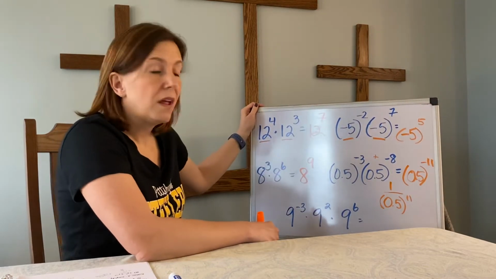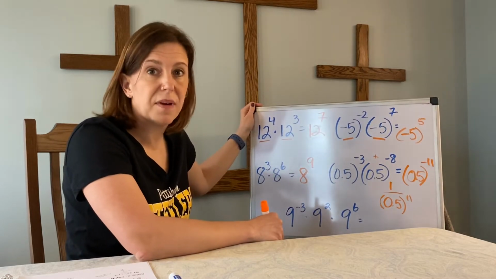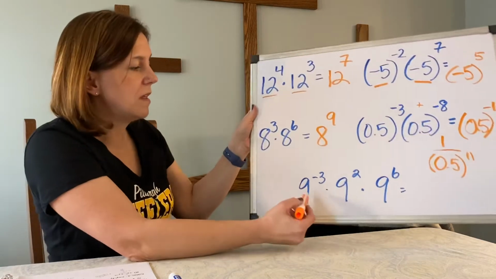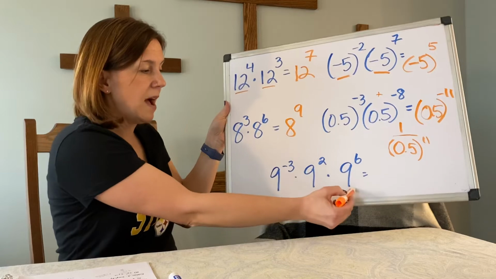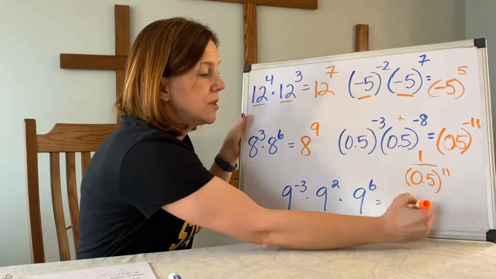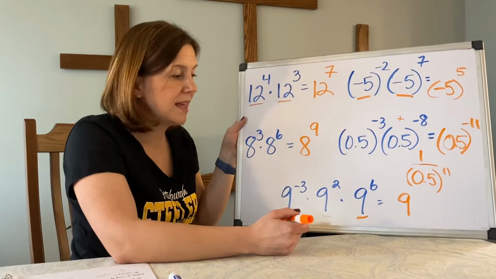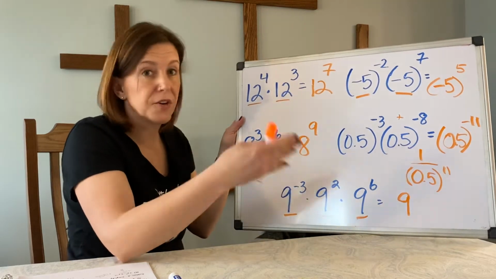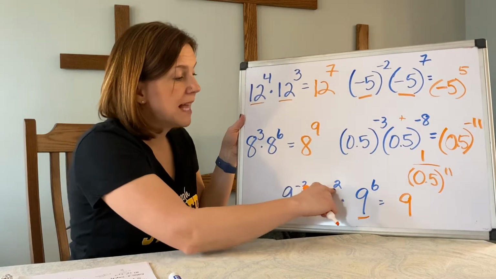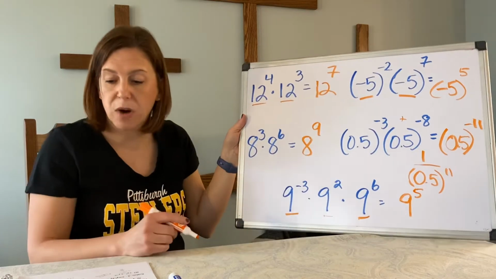Okay, the last one. This one is no different in the skill that we're going to use. Don't be intimidated by the fact that there are 3 numbers being multiplied together in this problem. I have 9 times 9 times 9. So I have 3 bases that are all the same. So that means my base and my answer is still going to remain a 9. Then I'm going to add the exponents. It doesn't matter if I had 30 different exponents here, I'd still add them. So -3 plus 2 plus 6 gives me 9 to the 5th power as my answer here.